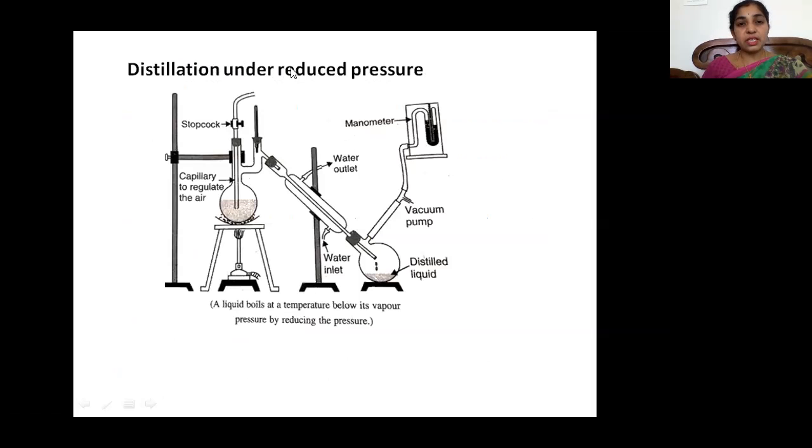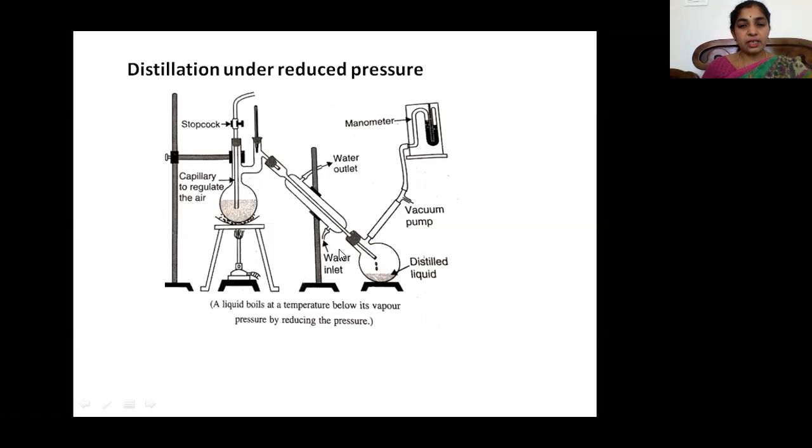You can see the distillation under reduced pressure. This is the setup. You can see the round bottom flask, a little different here. It has a long side arm, and it is fitted with a capillary tube to regulate the air, because we are employing a vacuum pump here. To this side arm the condenser is connected, and the condenser is directly connected to the receiver where we get the distilled liquid. Again, it is a little different here. It is not a flask. Here it is a round bottom flask with the side arm where vacuum is created.